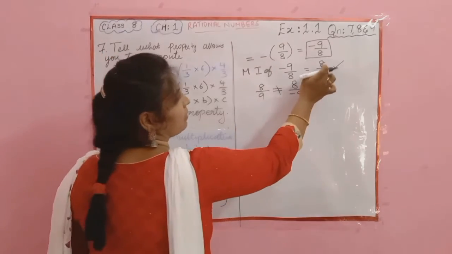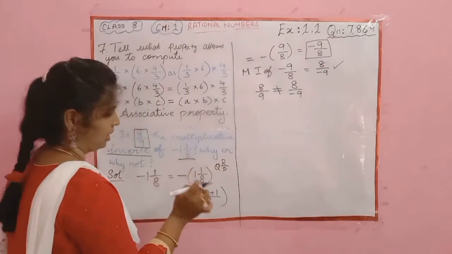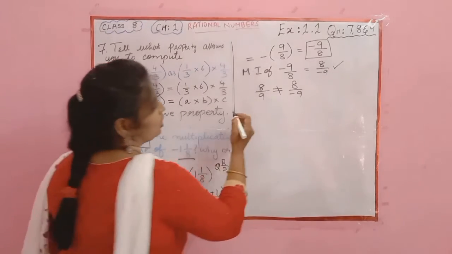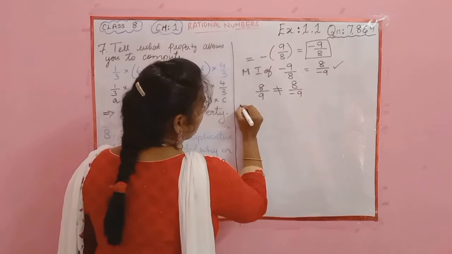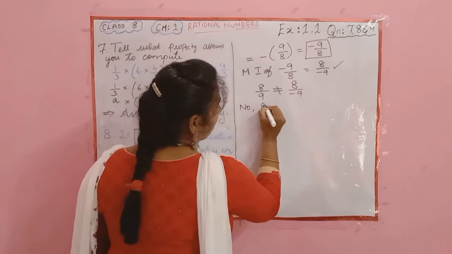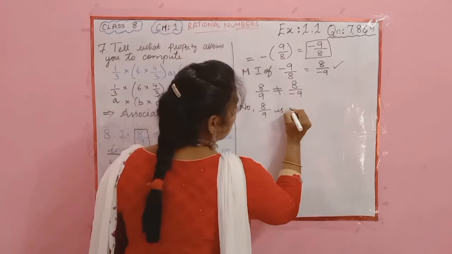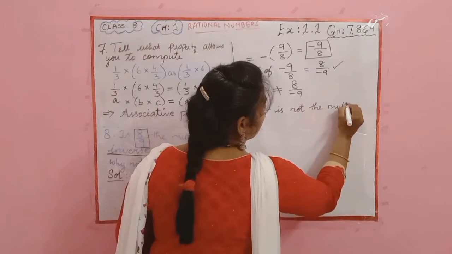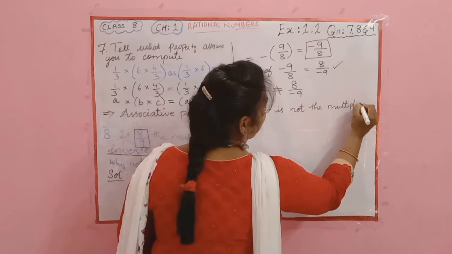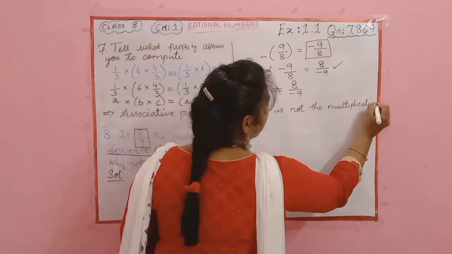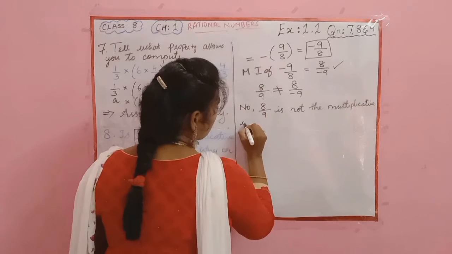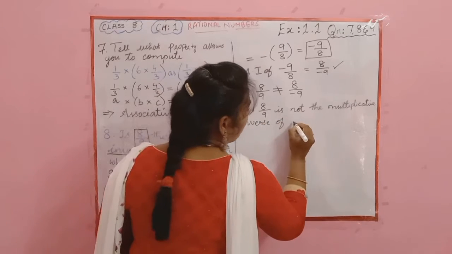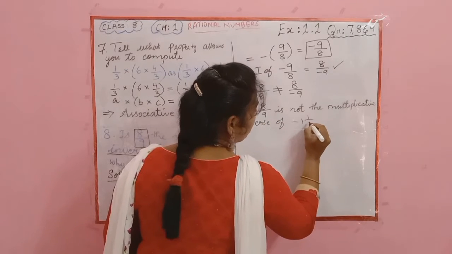Actual multiplicative inverse is 8 by minus 9. So now what answer are we going to write? Y or Y not. So it is not, no, 8 by 9 is not the multiplicative inverse. Multiplicative inverse of minus 1 1 by 8.